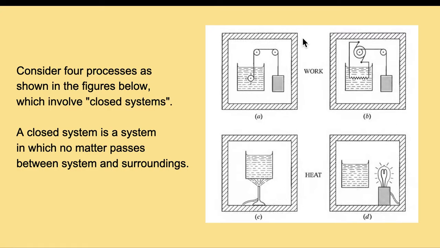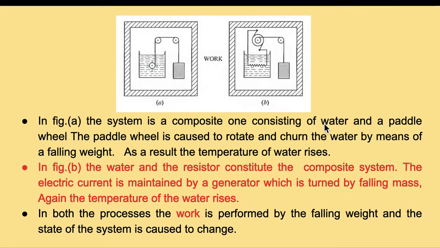That means this is an adiabatic wall. So if you are considering this as a system, there is no transfer of matter between this system and its surroundings. So this is your system and these are the surroundings. So four cases, and we can explain them. We consider the first two, A and B.